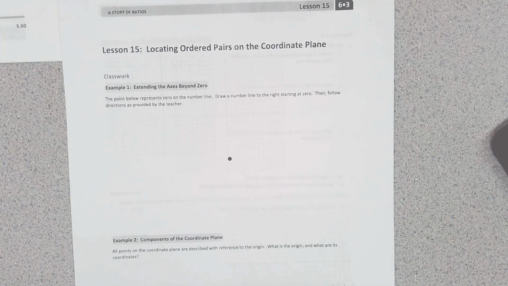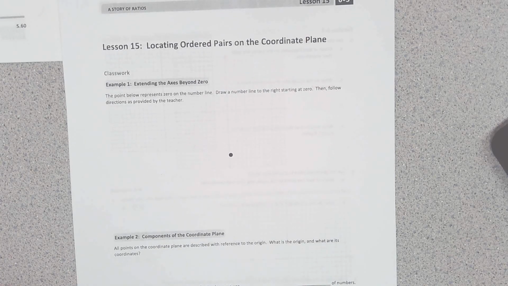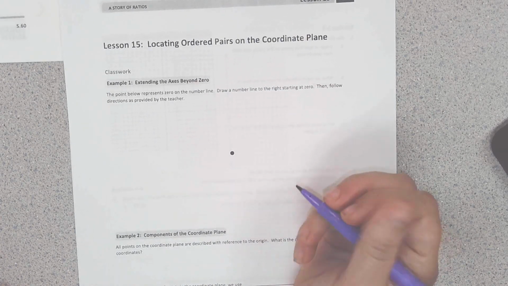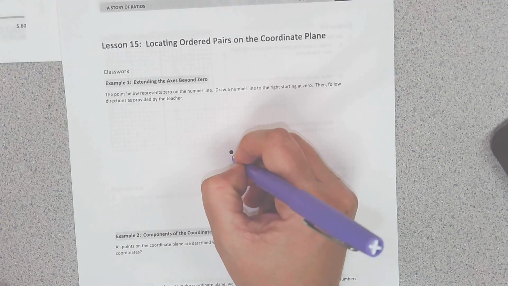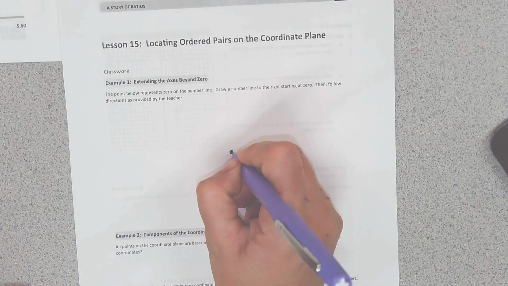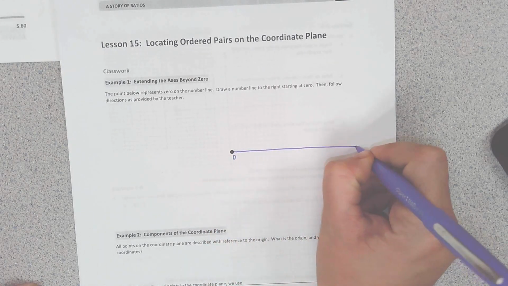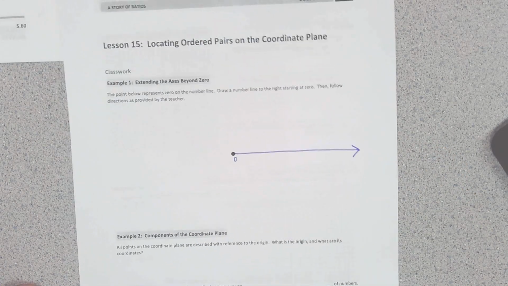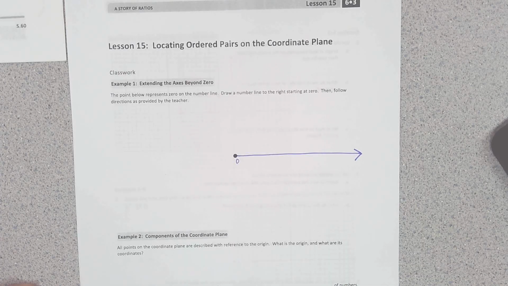It says the point below represents 0 on the number line. Draw a number line to the right starting at 0, then follow the directions as provided by the teacher. So this little point right here is 0, and it says draw a number line to the right. This is math class, not art class. We're trying to be fast and efficient. Get it? Got it? Okay.